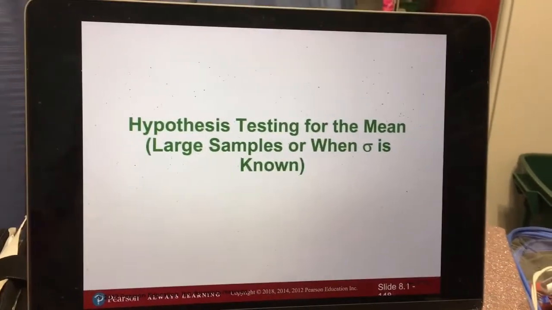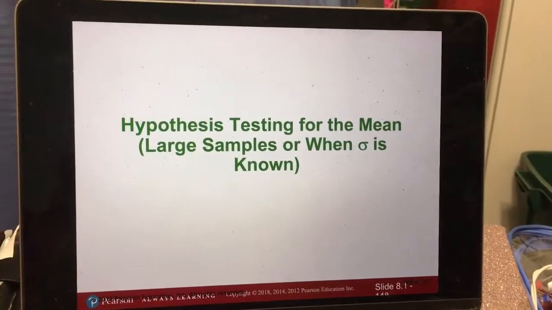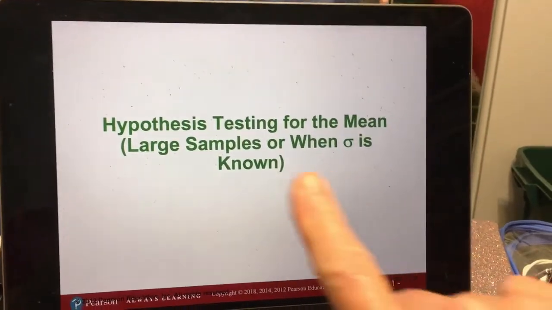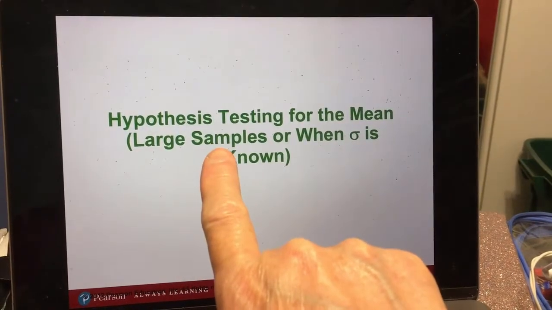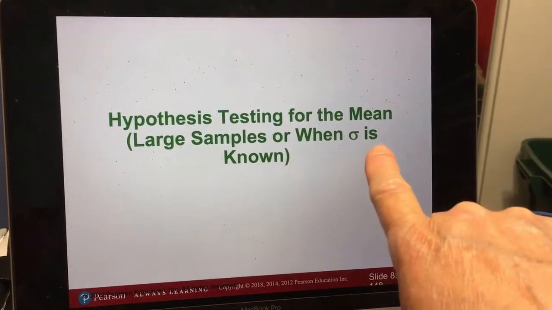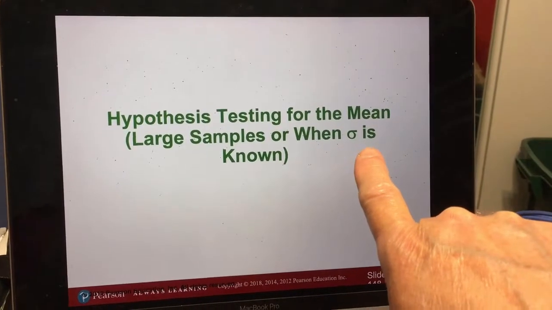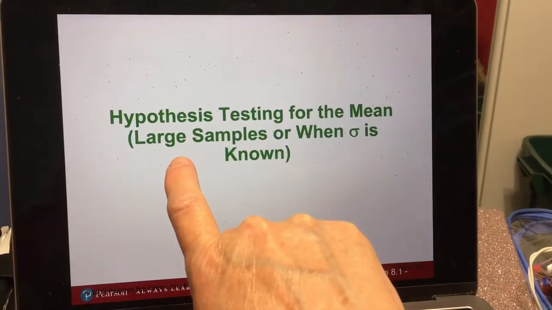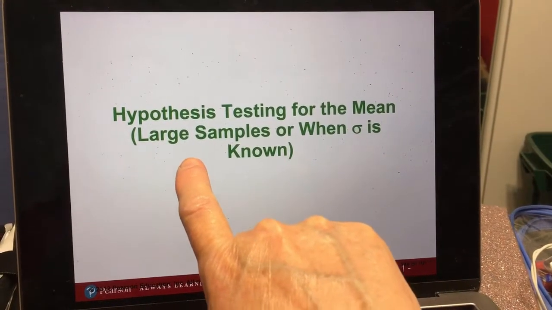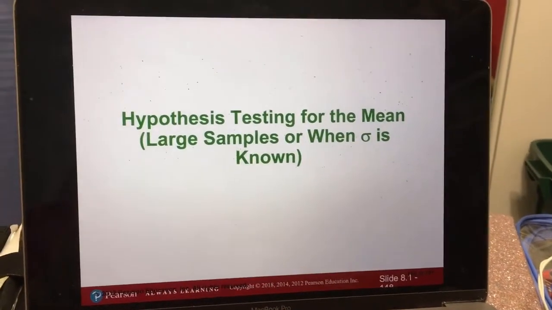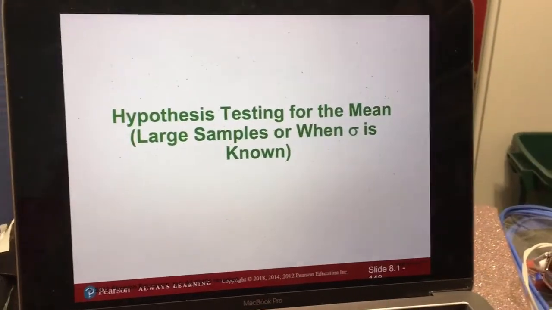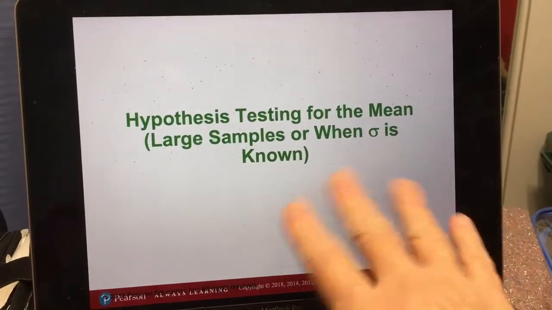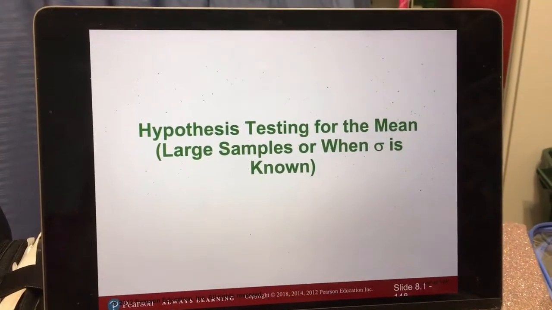So now we're moving into hypothesis testing for the mean when we have large samples or when the sigma is known. A large sample can warrant the use of the standard normal. When sigma is known, that can also warrant the use of standard normal. The reason a large sample warrants the use of standard normal is that as samples get very large, the sample standard deviation much more closely approximates the population standard deviation. So in either case, we can use the standard normal.